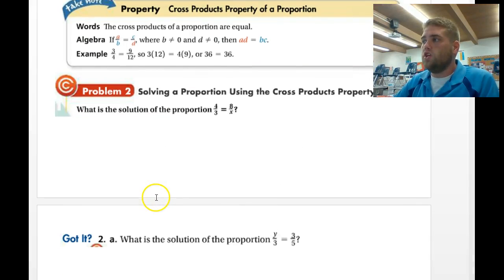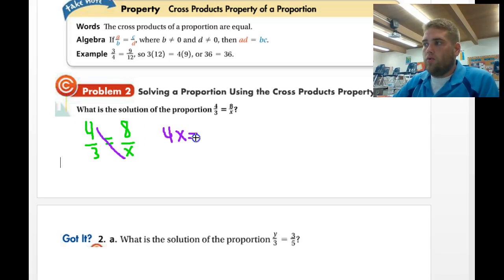On problem 2, once again, same thing. We've got 4 divided by 3 equals 8 divided by x. I'm going to multiply across here. So 4 times x is 4x equals 3 times 8, which is 24. Divide by 4, divide by 4. The 4's cancel, so x equals 6.